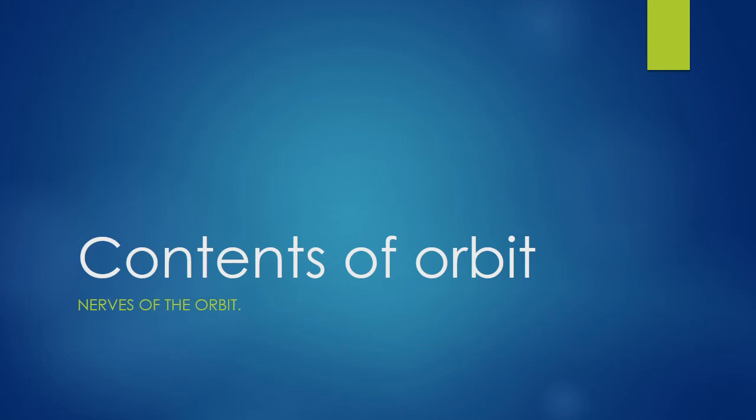Assalamu alaikum students. Last week we started the gross anatomy of the eye, and so far we have done the structure of the eyeball and extraocular muscles. Today we will study the nerves of the orbit.